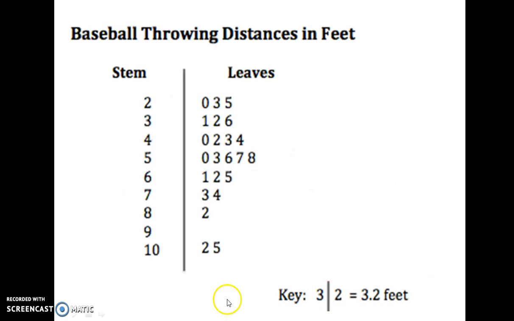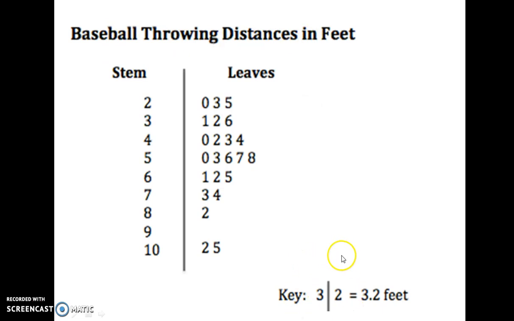Alright, so here is an example of a stem and leaf plot. Notice there's a stem here, these single numbers, and leaves. And stems will always have one number, whereas leaves can have more than one. You can see there's many numbers in each leaf here. This data represents baseball throwing distances in feet.